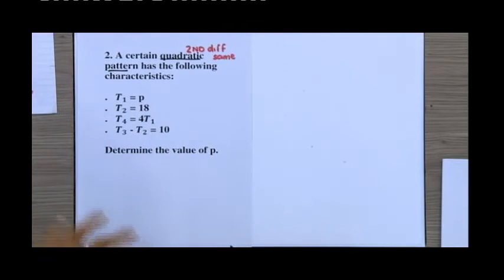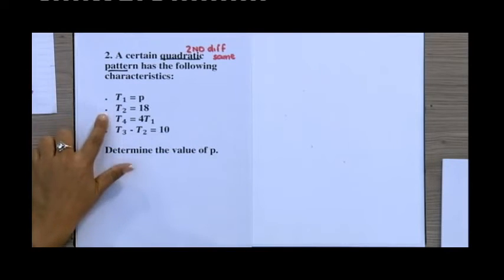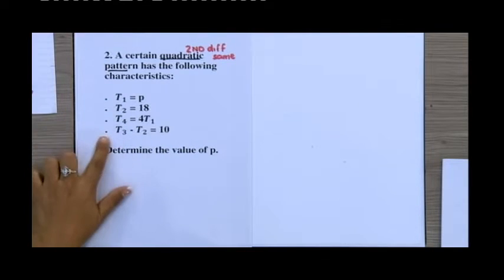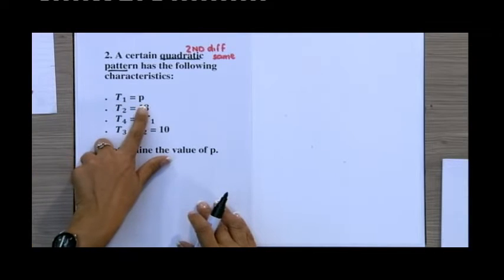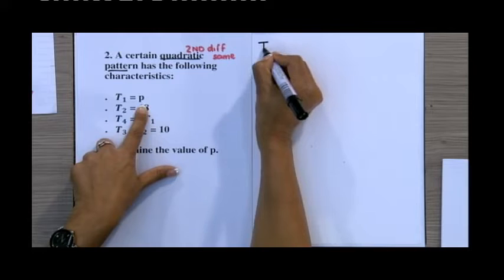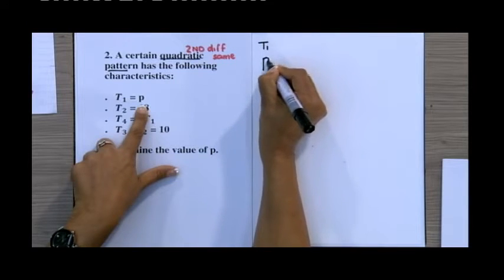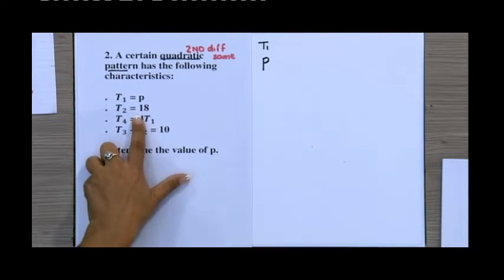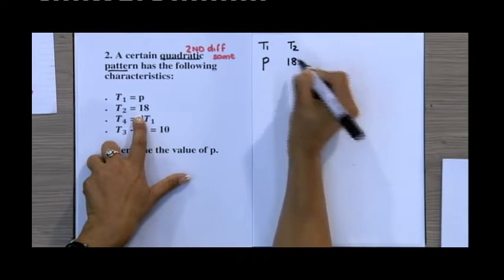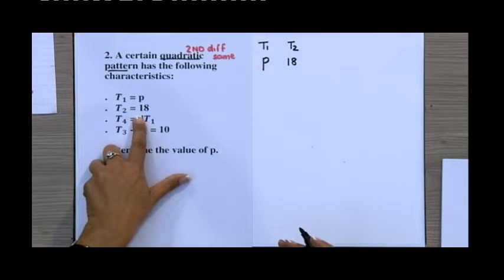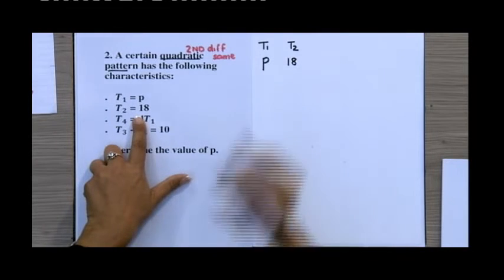Okay. Now look at this information that they gave you. They gave you 4 bits of information. I tried to put them in bullets so that you can see. And it says that term 1 is P. So I'm going to say term 1 and I'm going to put my P here. Term 2, the value of the second term, is 18. All that I'm doing, grade 11s, is I'm taking what is given to me and I'm putting it down as my information.